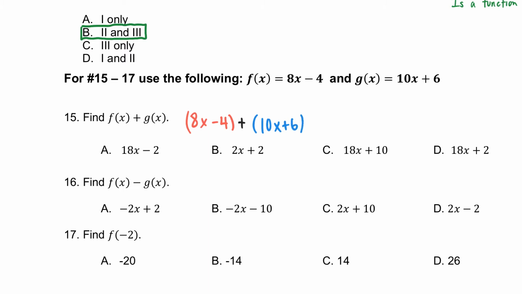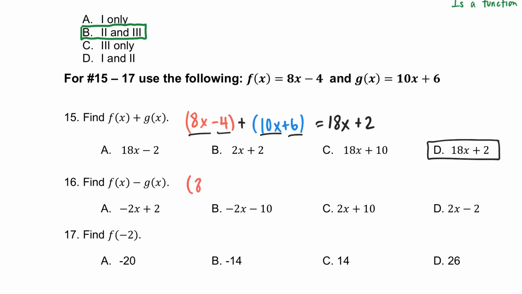So the question is, how many x's do we have here? We have 8x and 10x. That's 18x. And then we have -4 plus 6 would be plus 2. So that's D there.